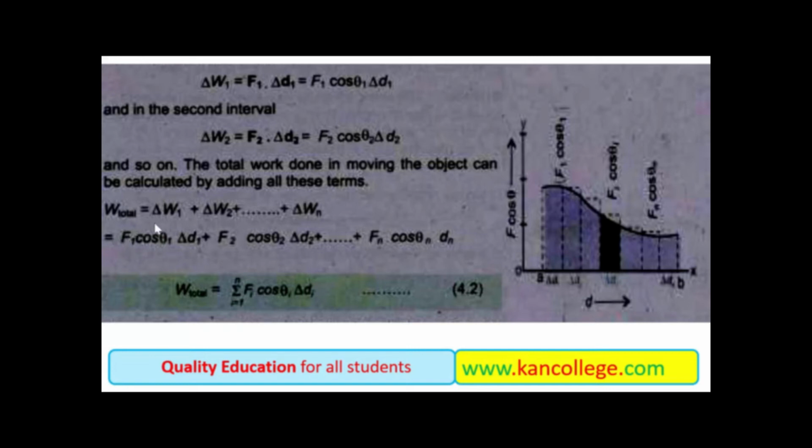And the total work will be equal to delta W1 plus delta W2, and so on up to delta Wn. By putting the values of all the works, F1 cos of theta 1 delta D1, F2 cos of theta 2 delta D2, and so on up to Fn cos of theta n delta Dn, we will get equation 4.2 in the sigma or summation form, which represents the total work done. We have also understood that the total work done will be equal to the area under this curve, or the sum of all areas of different patches will be equal to total work done.